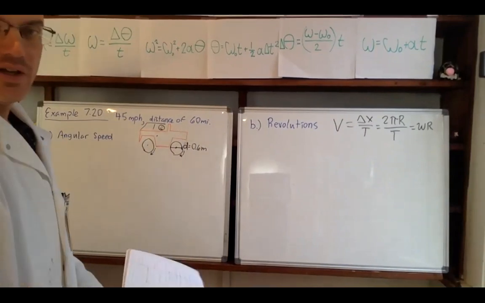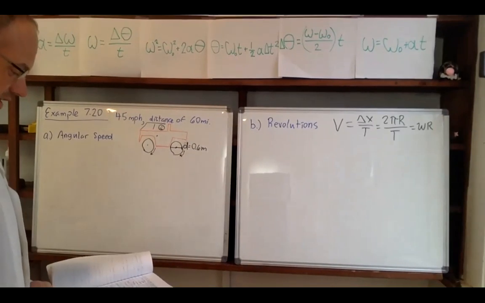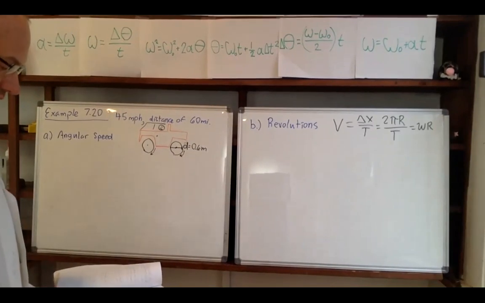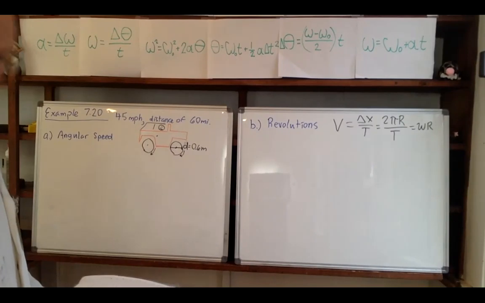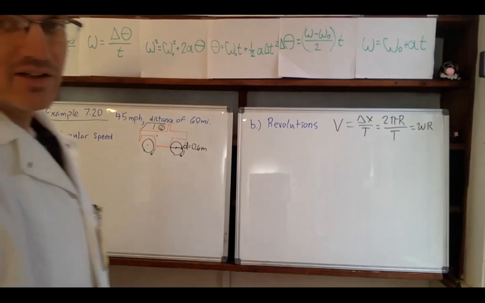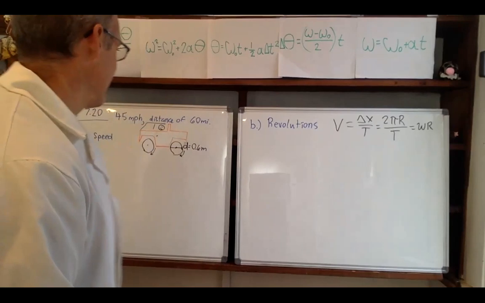All right, so first thing that you need to know in order to find the angular speed is to figure out what your speed actually is in meters per second, okay? So you're traveling at 45 miles an hour.